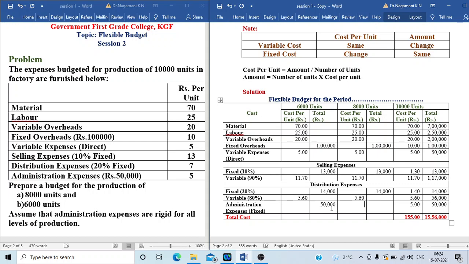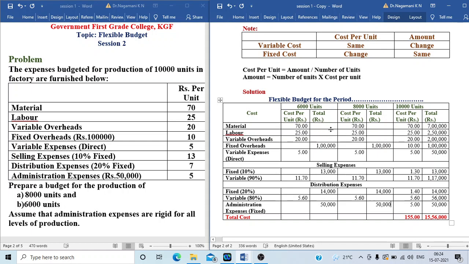Next, administration expenses, it is fixed cost, so amount will remain same. So amount only we should write. Amount column I am entering for 6000 units as well as for 8000 units. So whatever it is possible we have entered. Now what is the thing left out? We need to calculate with the help of these two formulae. Now see here amount column is blank, that we need to enter.